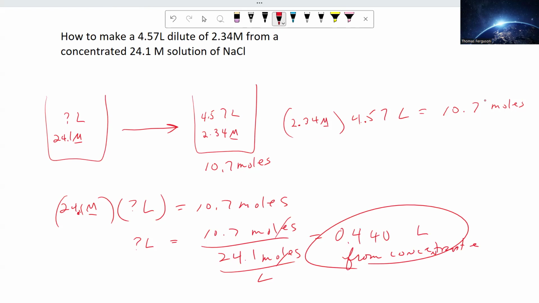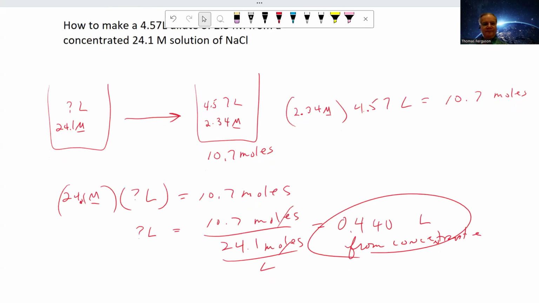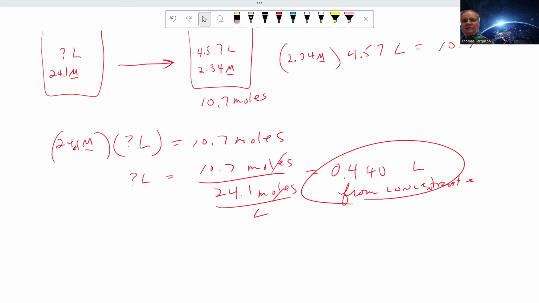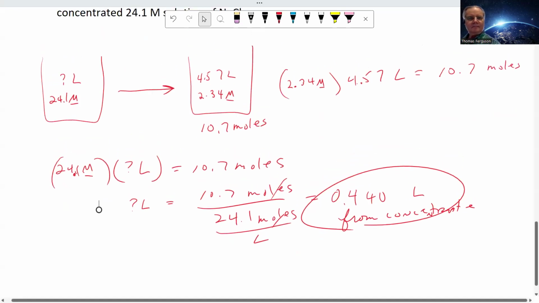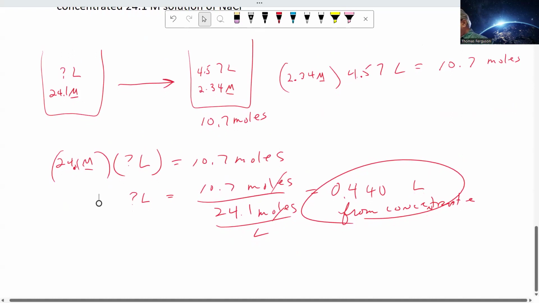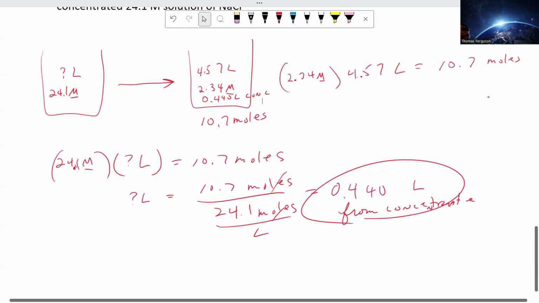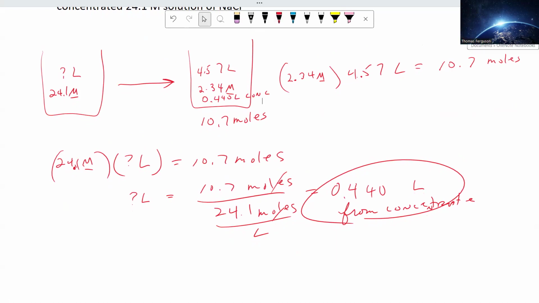Again, it's concentration times volume gives us moles. So now, going back up here with the dilute, we're adding 0.440 liters of the concentrated. And then we just fill in the rest with water. So 4.57 minus 0.44 liters, that's how much water we need to add.